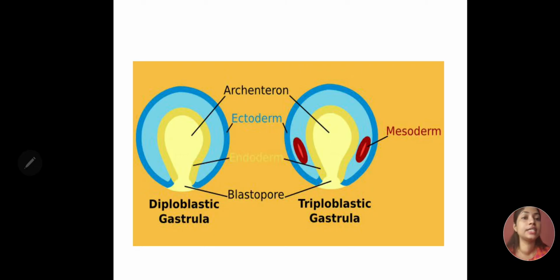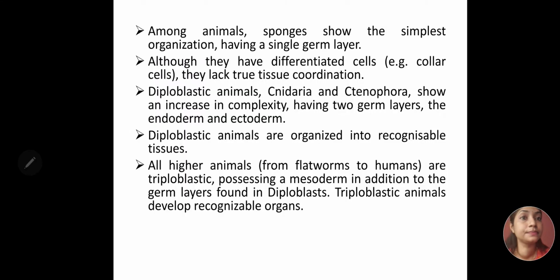Here, I've taken the gastrula of both diploblastic as well as triploblastic animals. In diploblastic animals, you have the ectoderm and the endoderm, whereas in triploblastic animals, another extra mesoderm layer is present between the ectoderm and the endoderm. And the process of formation of germ layers is seen in the gastrula stage. So during the process of gastrulation, the germ layers are formed. Therefore, I've taken the image of a gastrula.